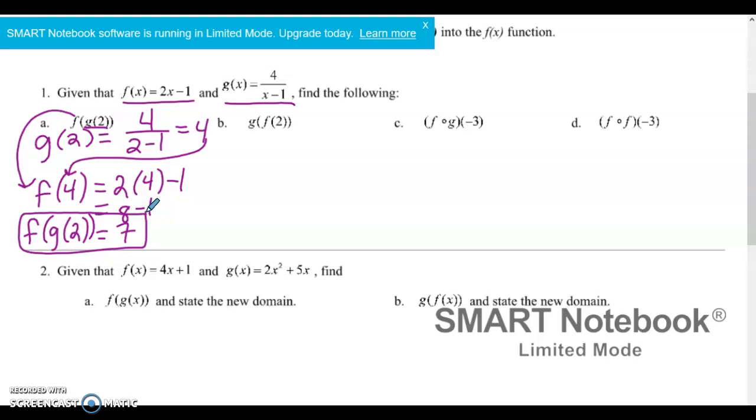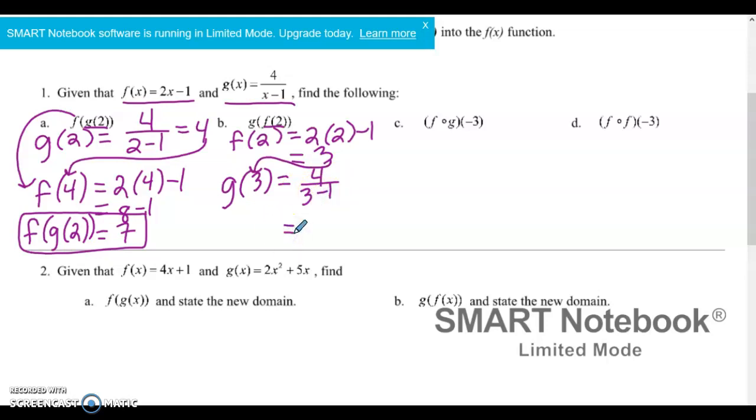For the second one, we're going to do g of f of 2. So we're going to start with f of 2, which will be 2 times 2 minus 1, which is going to simplify to 3. But then I take that and I plug it into my outside function, which is g. And so now I'm going to have 4 over 3 minus 1, which is 4 over 2, and simplifies all the way down to 2. So g of f of 2 is 2.